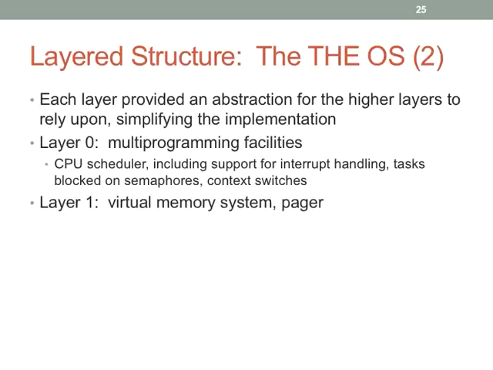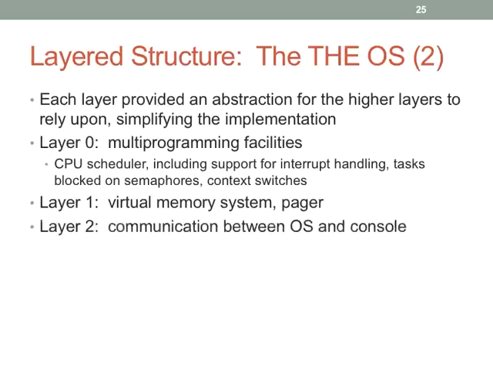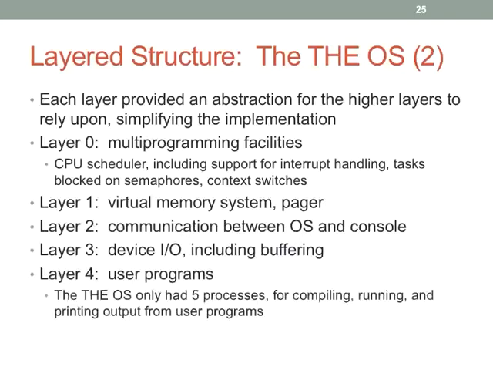Layer 1 was the virtual memory system and the pager, which is obviously an important part of virtual memory. Layer 2, OS communication to the console. Layer 3 is device I/O, including buffering. So layer 2 didn't really have any buffering. Layer 3 does. And then layer 4 is user programs, which was easy because the THE operating system didn't have a lot of applications to implement.